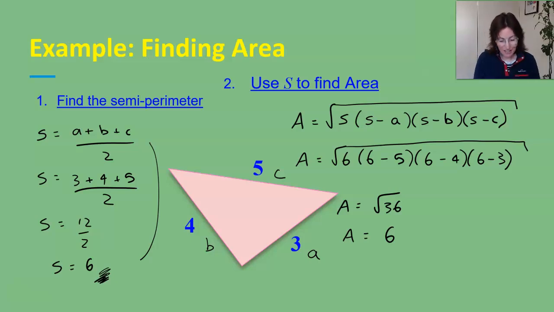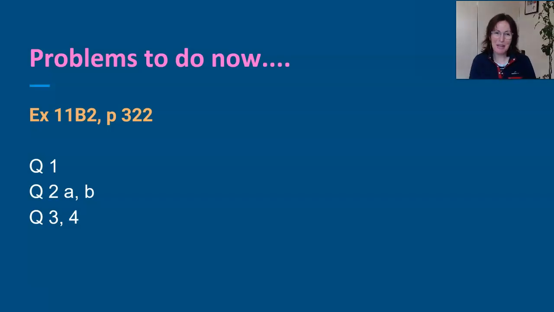So writing out the formula each time for your semi-perimeter and your area, and then substituting in your values. There's the questions that match this section now.